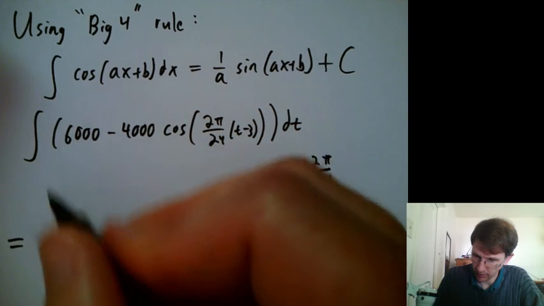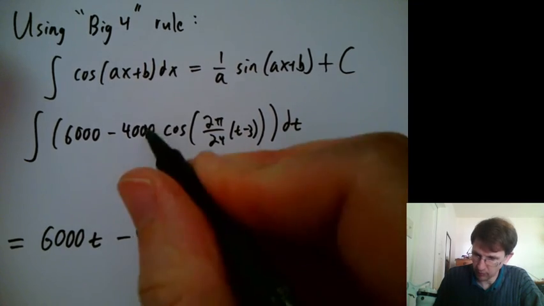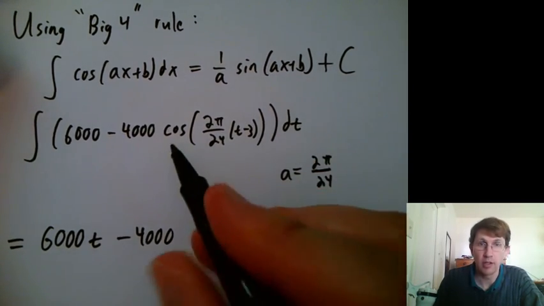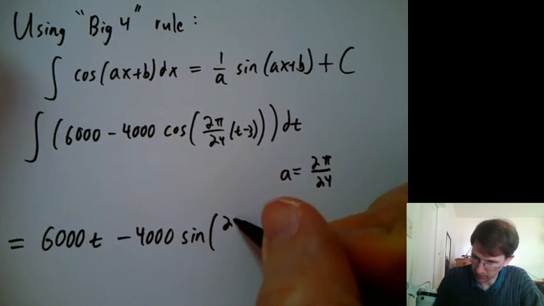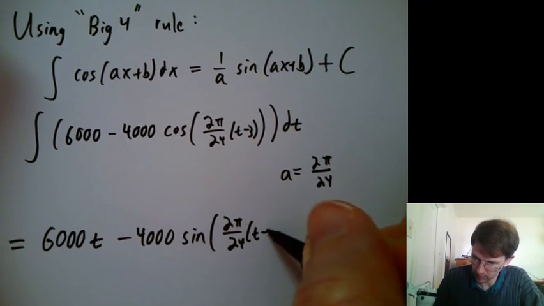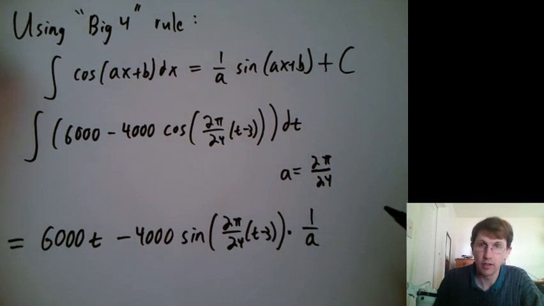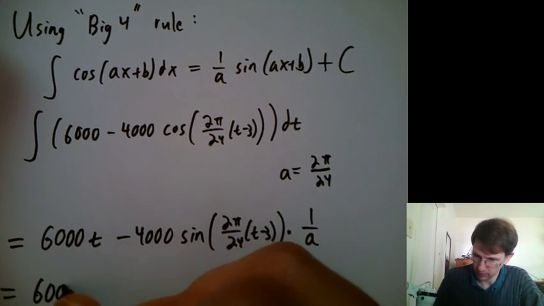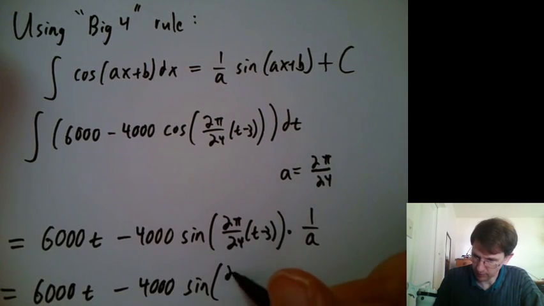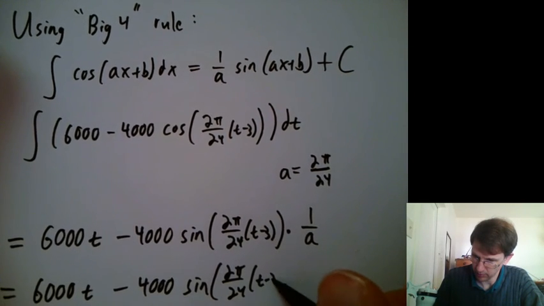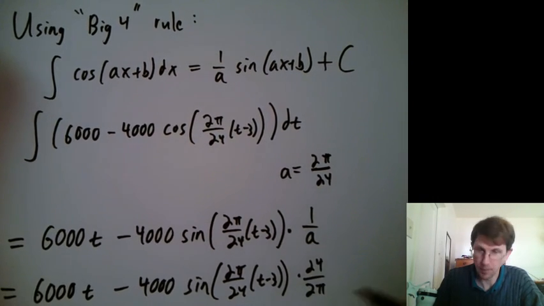So I can say the integral of 6,000 is 6,000 t. Constant vertical multiplier rule on the 4,000. Integral of cosine is sine of linear stuff, so I just copy the linear stuff. And then I've got that factor of 1 over a. So 6,000 t minus 4,000 sine of all that same stuff. And then what's 1 over 2 pi over 24? It's 24 over 2 pi.